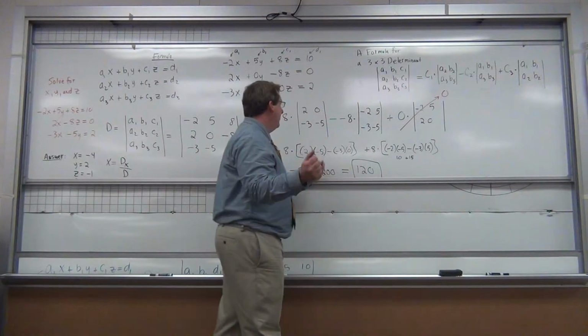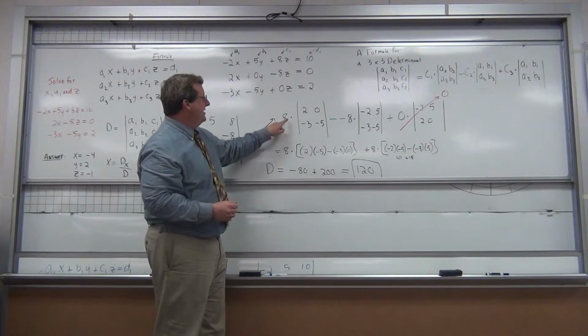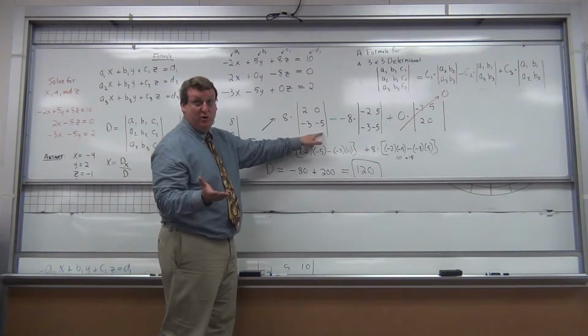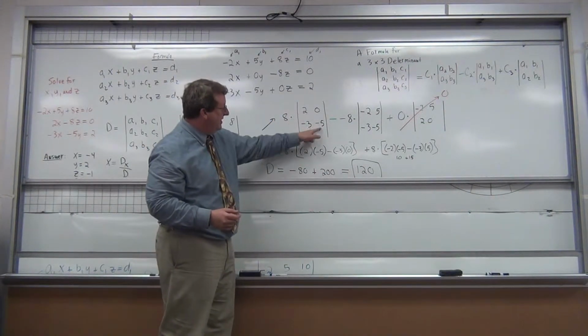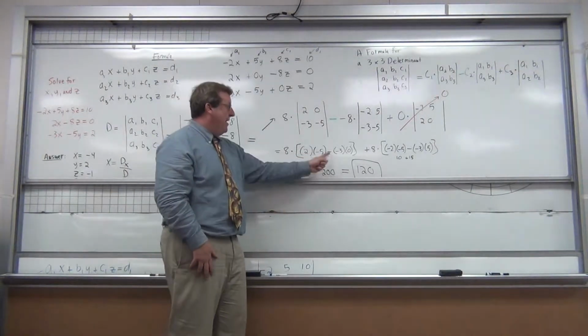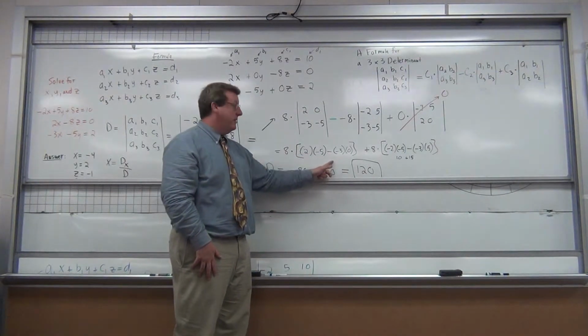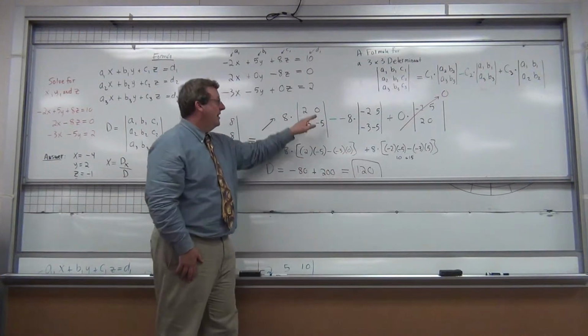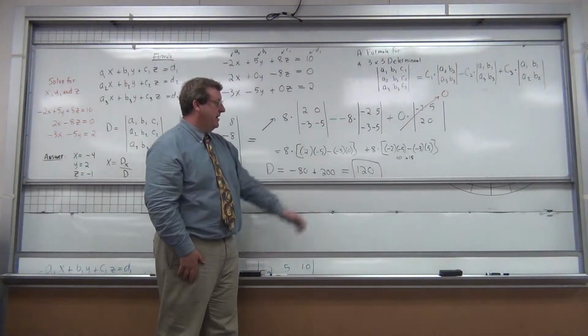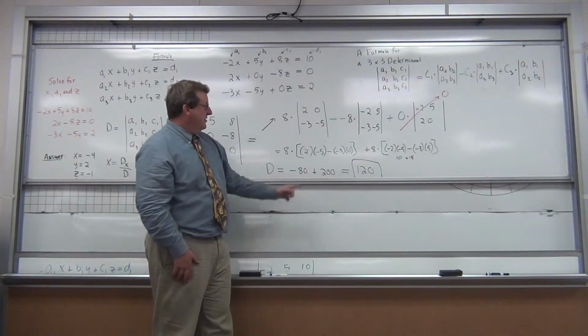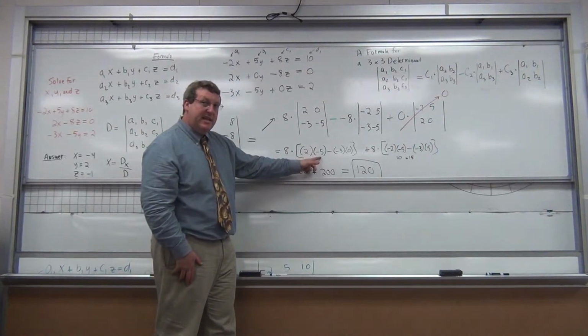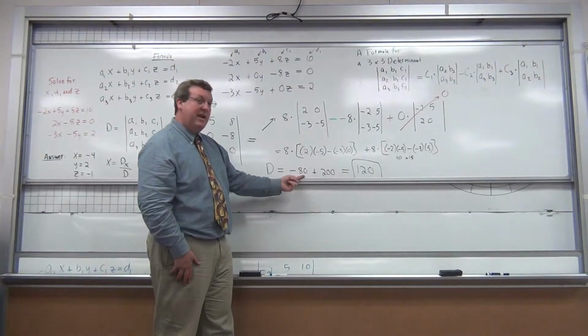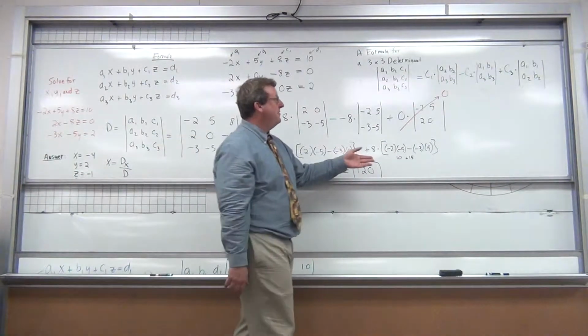So let's look at that. Let's do it in real time. You have 8 times this 2 by 2 determinant. How do you solve this? It's 2 times negative 5, right here, minus, notice I changed it to a red color here, minus the other way, negative 3 times 0. Love those zeros. It makes the math really work out easy because it just cancels out. So you literally have 2 times negative 5 is negative 10 times 8. You get negative 80.